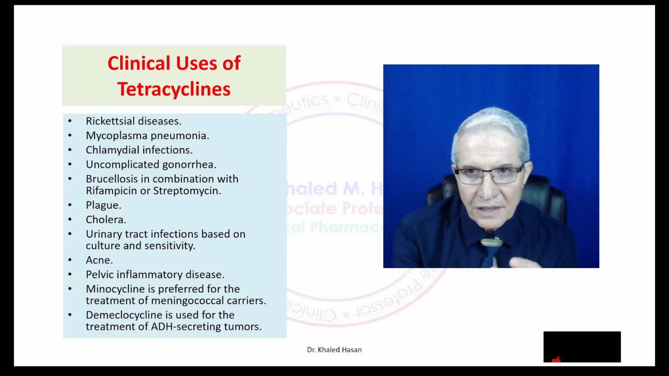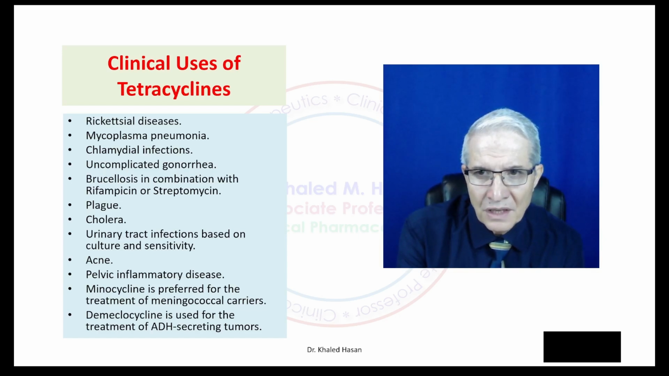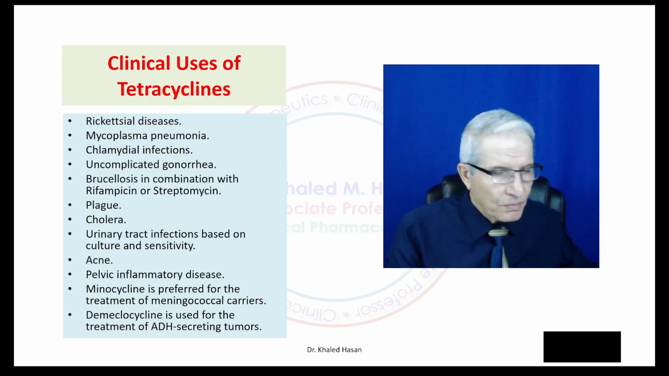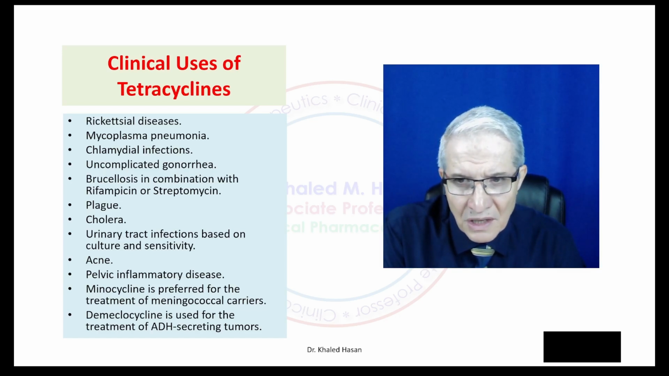Okay, regarding the clinical use of tetracycline, as you can see here, we have a list of diseases that can be treated with tetracycline: rickettsial diseases, mycoplasma pneumonia, chlamydia infections, uncomplicated gonorrhea, brucellosis, plague, cholera, urinary tract infection. Here it depends on the culture and sensitivity. We use it for acne. We need to put 4+ for acne. Pelvic inflammatory disease. Minocycline is preferred for the treatment of meningococcal carriers.